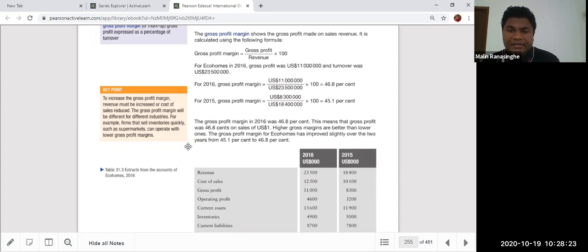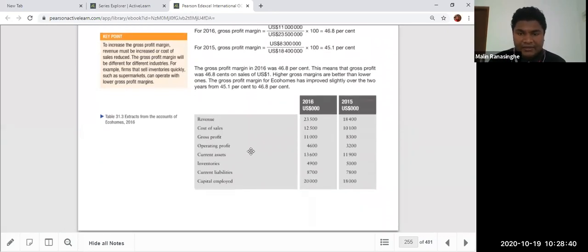So this is the gross profit margin for 2016, 46.8%. This means the gross profit margin actually improved from 2015 to 2016. Gross profit margin in Eco Homes improved slightly over the 2 years, from 45 to 46. Right. So this is how we're going to find that out.